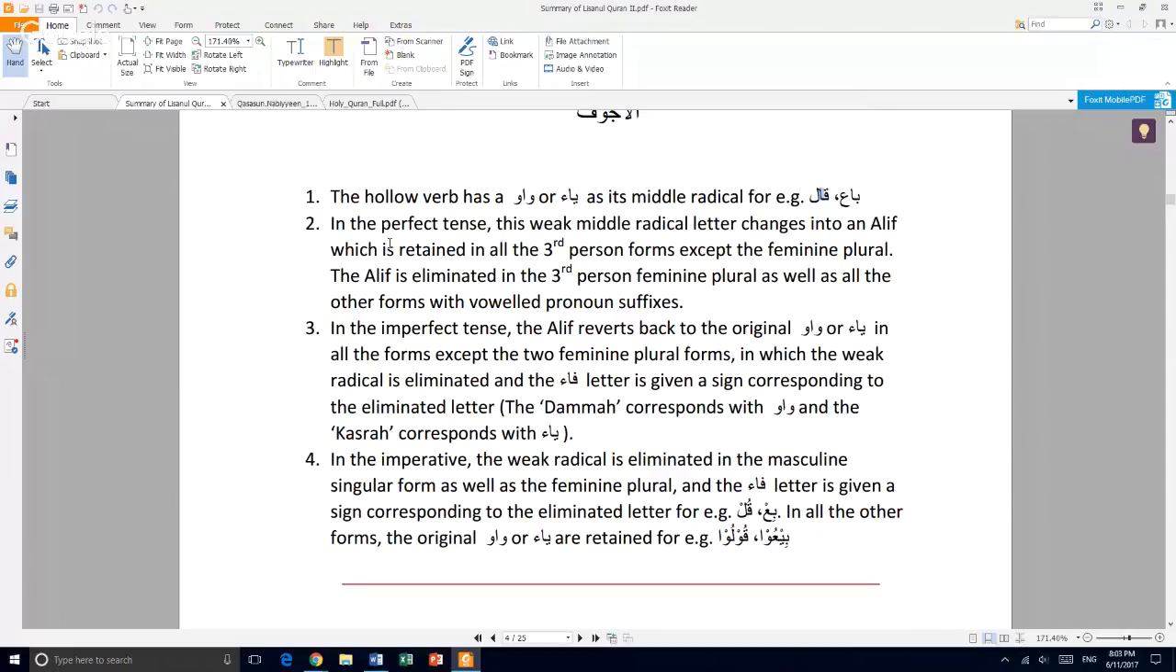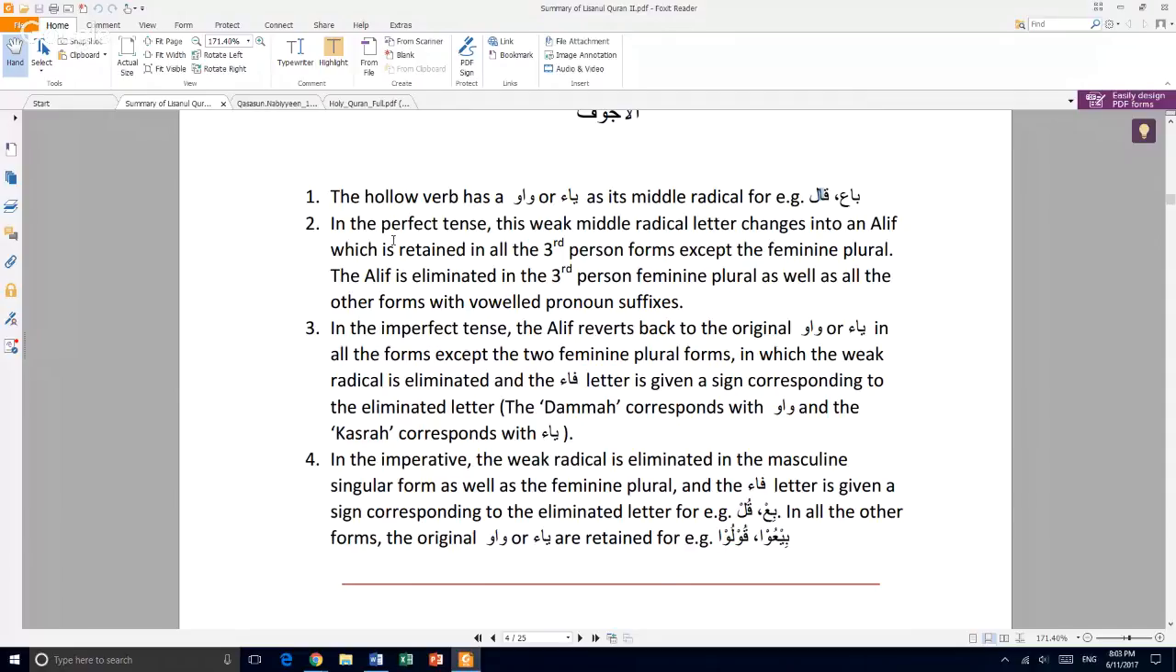In the perfect tense, the middle radical letter changes into an alif, which is retained in all the third person forms except the feminine plural. The alif is eliminated in the feminine plural. So ba'a, ba'u, ba'at, ba'ata, and then the alif drops. See? Now the alif is dropped. So this alif may be waw or may be ya, depending on Wawi or Yayi.